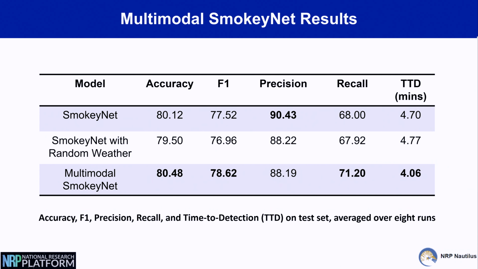All right, and then we ran more experiments to evaluate how performance is affected by integrating these multiple data sources. So in this table, SmokeyNet is the baseline model, right, that has no weather information. SmokeyNet with random weather, the second model here, is using the multimodal architecture that we just looked at. There's a placeholder for the weather information, but it is just random numbers. The multimodal SmokeyNet does use actual weather data.